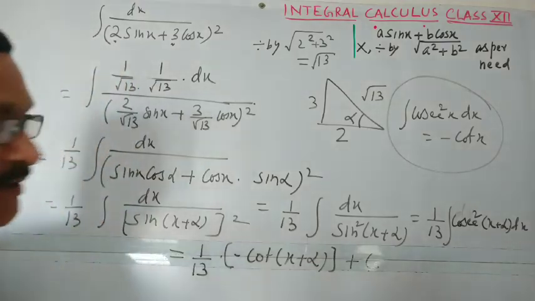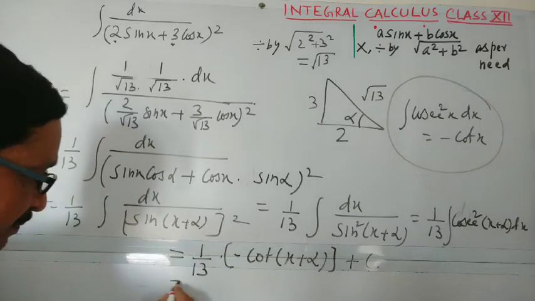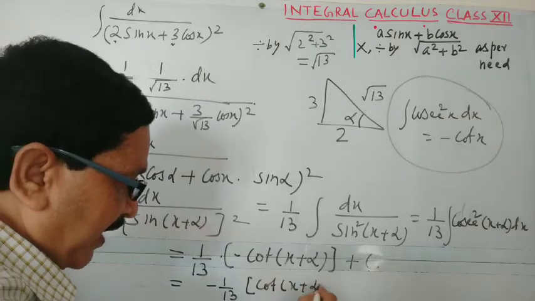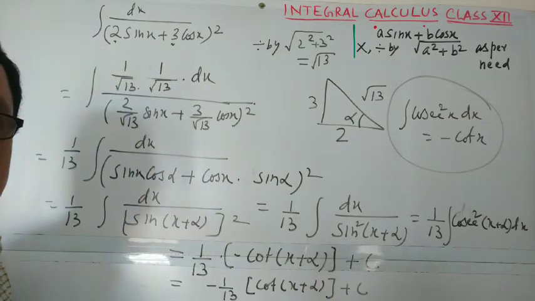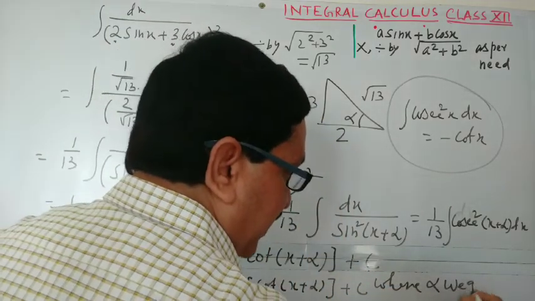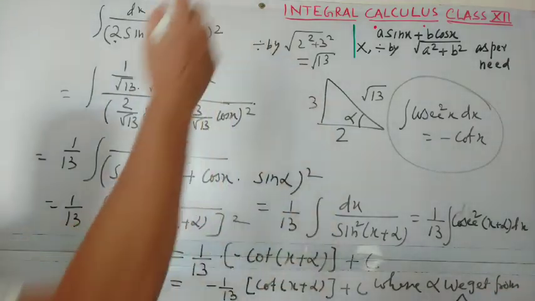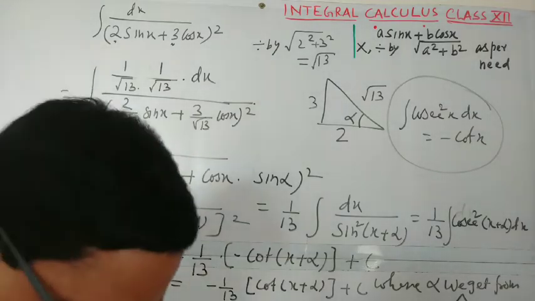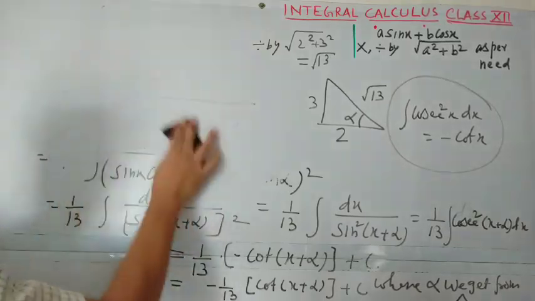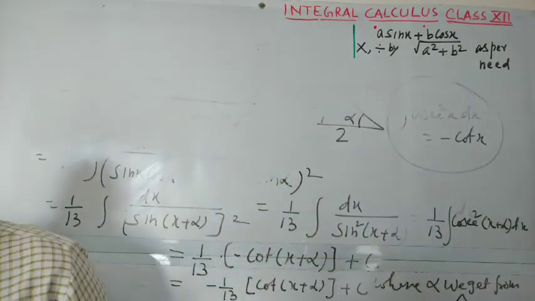Plus one more constant where alpha is obtained from the given triangle. So this is your final answer. Write negative 1 by 13 cot x plus alpha plus c, where alpha is obtained from the given triangle. Alpha we get from triangle. Triangle available above, no harm. Now the problem of this pattern is very popular, and this rule is also helpful at various places.